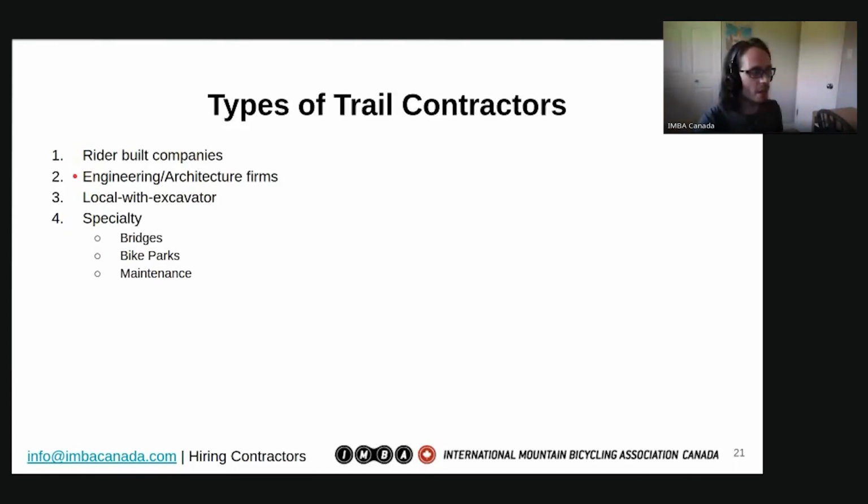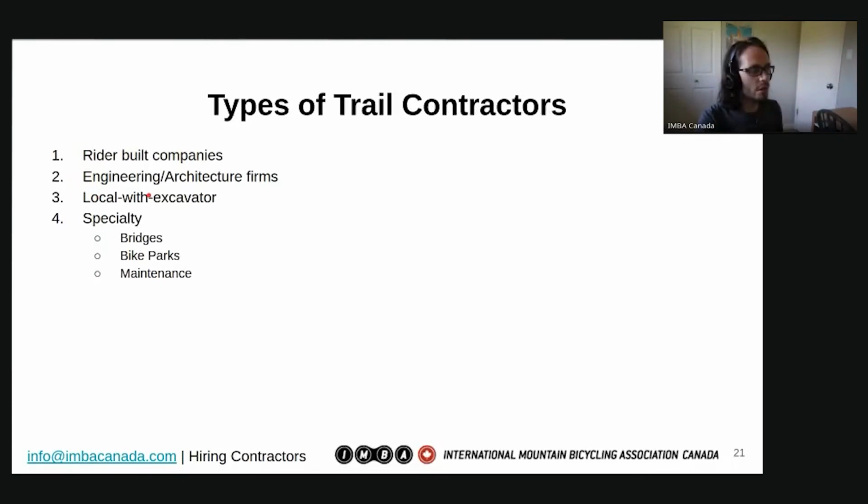There's engineering architecture firms. These are firms that are full service. They're used to providing engineering services. They're very good at bidding. They're very good at project management and ensuring that they are making a lot of money.